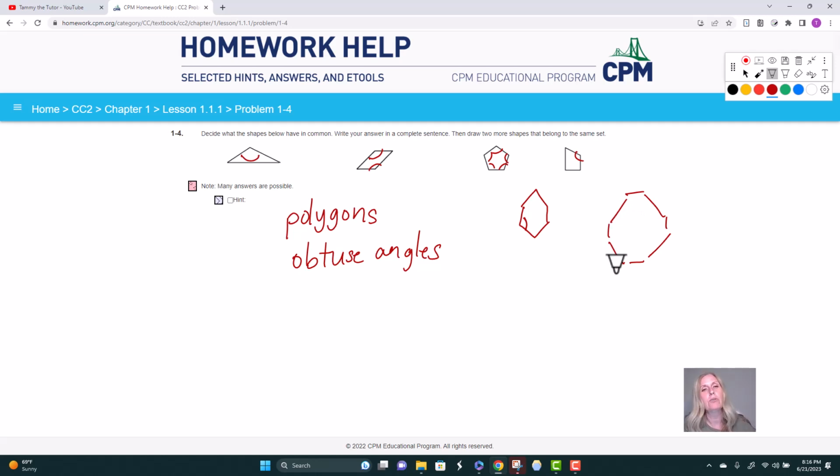You get the point. You guys could come up with other shapes if you wanted to, but here's just some examples of what you could do, as long as they follow the same criteria, which are polygons and obtuse angles. Okay, let's move on to the next question.